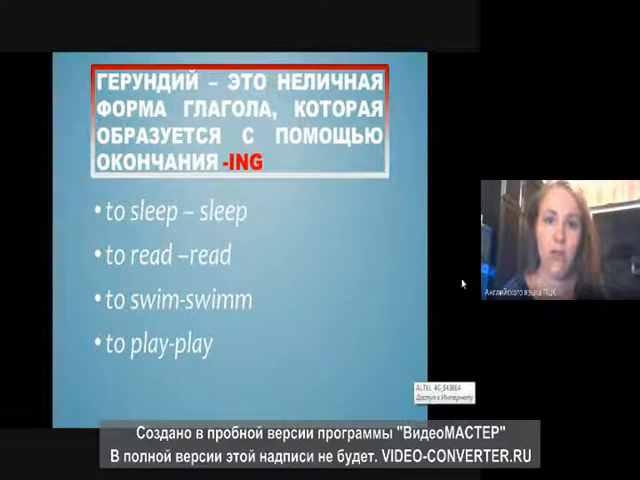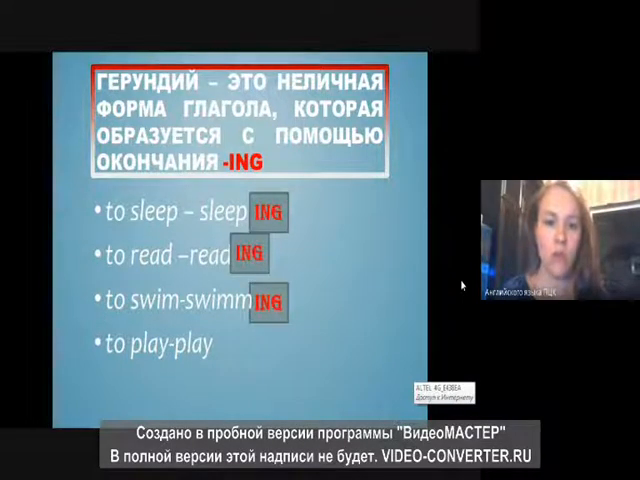Gerund is the form of the verb that contains -ing in the end. For example, to sleep, sleeping, to read, reading, to swim, swimming, to play, playing.